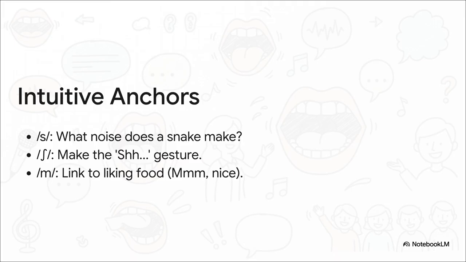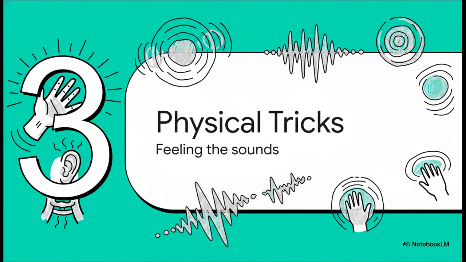We can also use highly recognizable physical analogies. Trying to get the S sound? Just ask, what noise does a snake make? For the sh sound, ask them to make the universal shh gesture for quiet. For an M sound, relate it to humming when you eat something delicious. These analogies give your students an immediate, intuitive anchor for what their mouth should be doing. No linguistics degree required. Let's move on to Section 3, physical tricks for articulation.